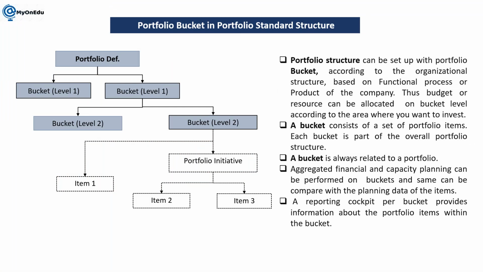So here the portfolio structure can be set up with portfolio buckets according to the organization structure, based on the functional process or product of the company. So this completely depends on how you are going to look at your reporting. Budget or resources can be allocated at bucket level according to the area where you want to invest.